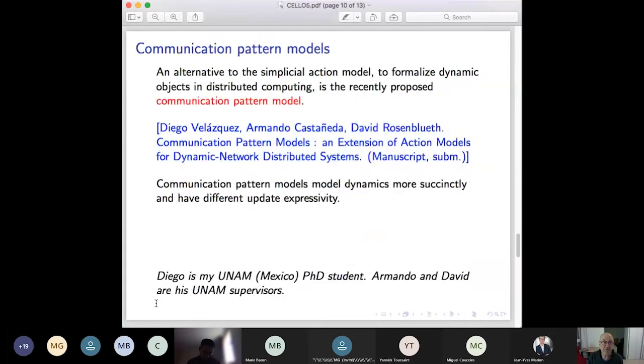This is not yet all. There are other ways to model this dynamics that is going on in ongoing research by Diego Velázquez and Armando Castañeda and David Rosenblueth. These are all from UNAM in Mexico, and Diego is one of my extramuros PhD students, and Armando and David are his UNAM supervisors. Something else you can do, but I will not talk about this very long because time is progressing.